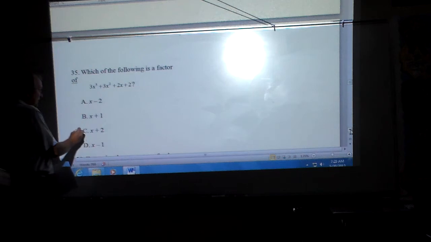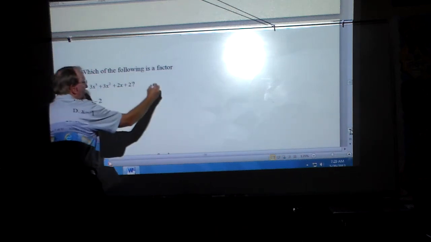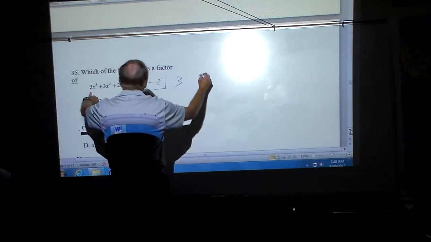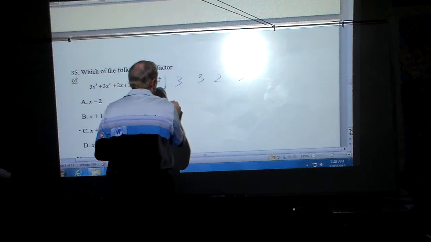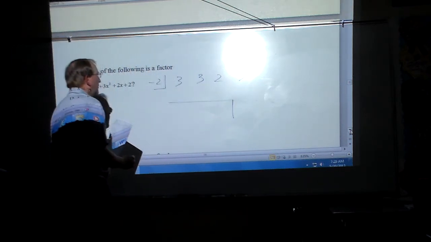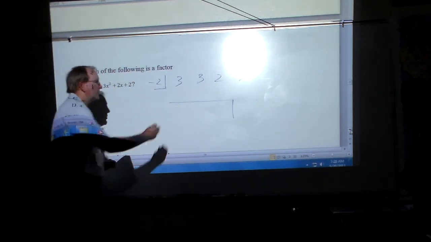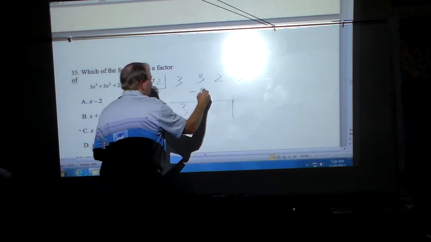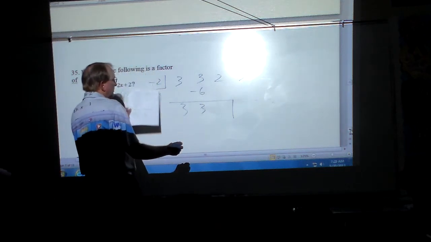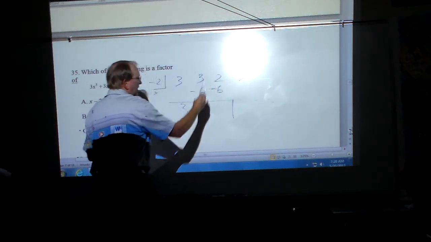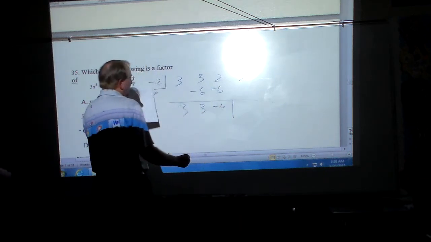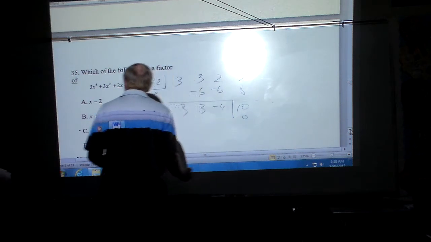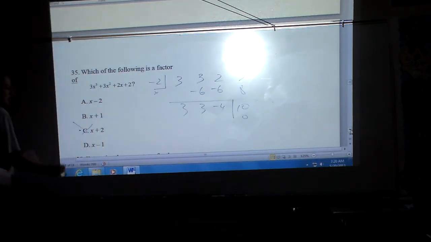And if I start with this one to check it out, plus 2 would be a negative 2 in the house. And my coefficients are 3, 3, 2, 2. I'm going to draw my line and make a deal down there. This time I started with the 3, so I bring the 3 straight down. And now I'm going to multiply. Negative 2 times 3 makes negative 6. Add it, makes negative 3. Negative 2 times negative 3 makes 6. Add those together, it's going to be negative 4. Negative 2 times negative 4 makes 8, 10. I did not get a 0 here, so I know that C is not a correct answer.